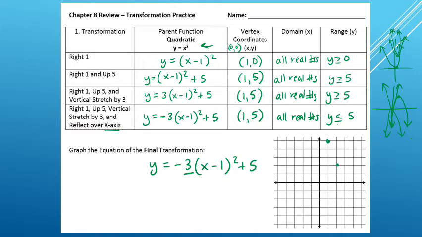Same thing if I think about 2, normally 2 squared would be 4. But in this case, we're going to do 2 squared is 4, but times 3 is going to become 12. And so you'll notice I can't actually even fit that quite on here, but I'm just going to give a general idea of what the shape is. And that's perfect.